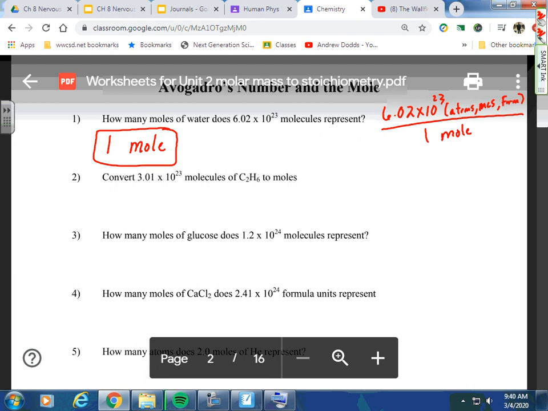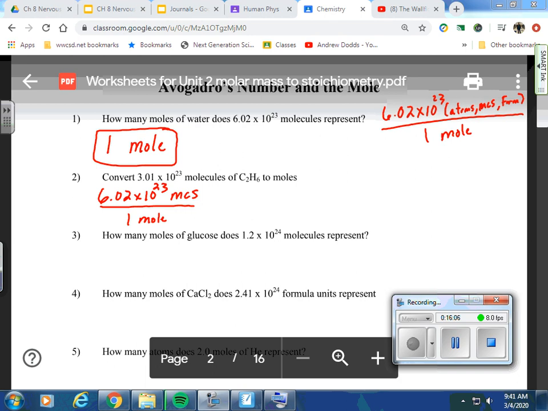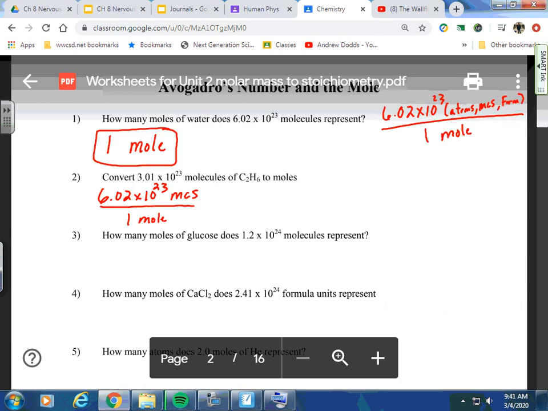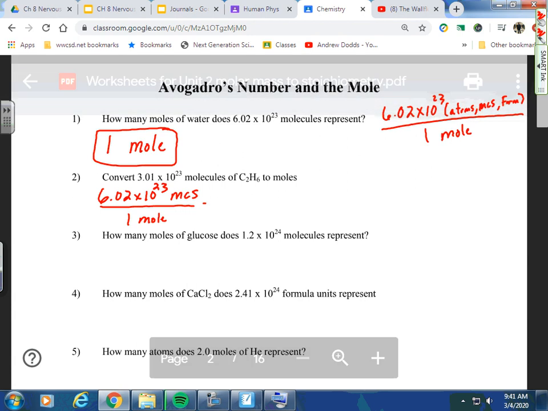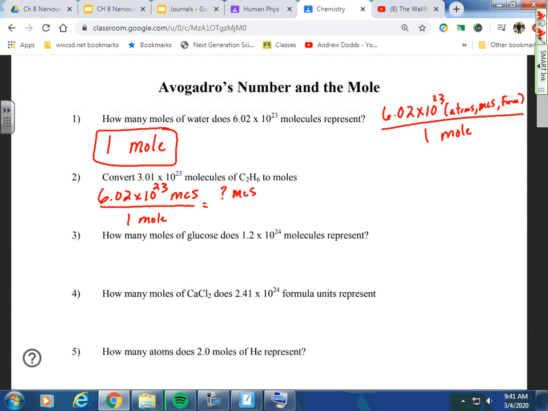I'm going to write this ratio down that I know right now. I want to think about this. I like to abbreviate molecules, MCS. That's how many are in 1 mole. I want to think of this equivalence. There's 6.02 times 10 to the 23rd molecules per 1 mole. So I'm going to keep it the same. If I have molecules on the top and moles on the bottom, I'm going to keep it the same way when I write this relationship.